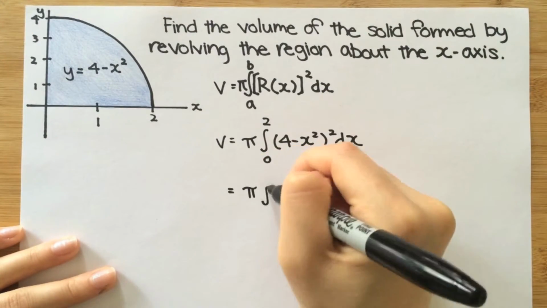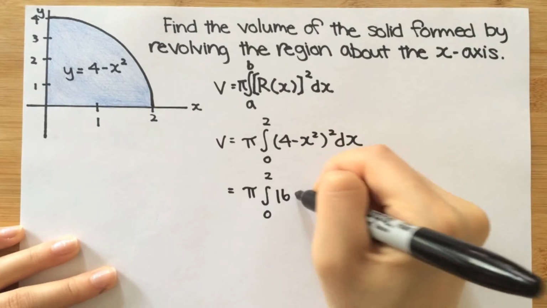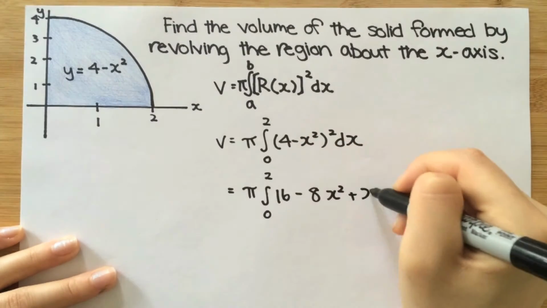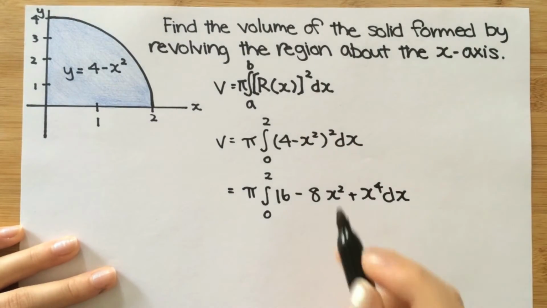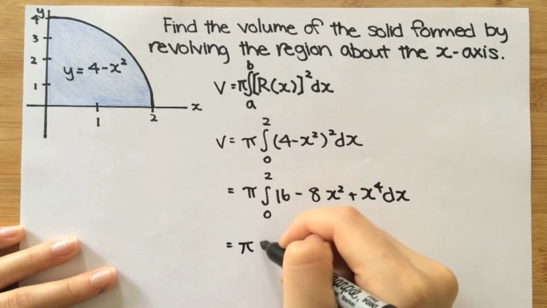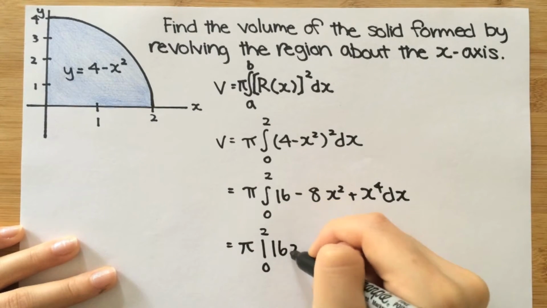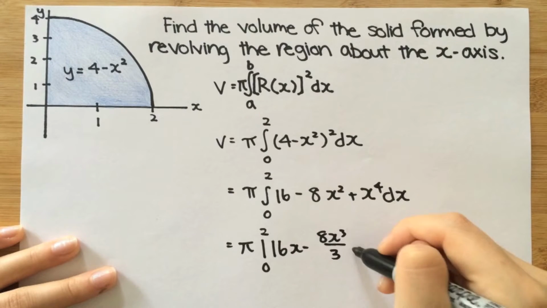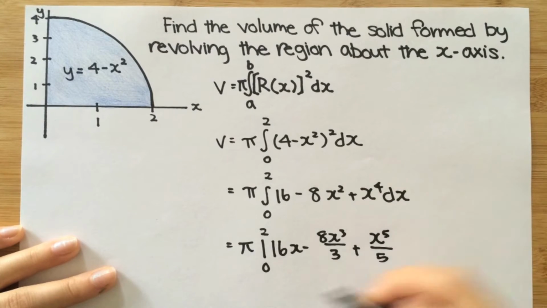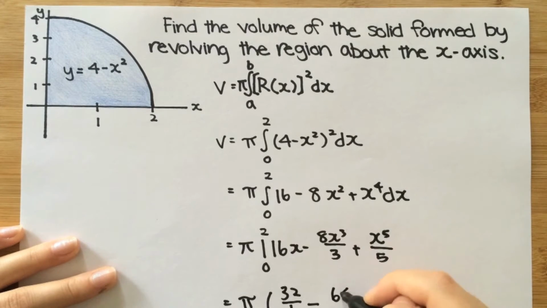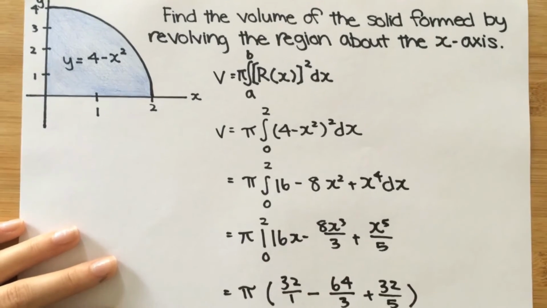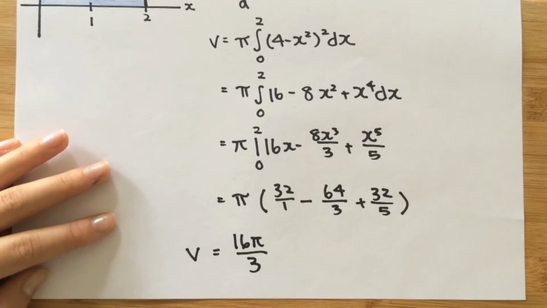And once you distribute it, it will become pi times integral from 0 to 2 of 16 minus 8x squared plus x to the 4th dx. And once you integrate it, it will become pi times from 0 to 2 of 16x minus 8x cubed over 3 plus x to the 5th over 5. Substituting 2, then substituting 0 and subtracting, and then multiplying by pi, the final answer will become 16 pi over 3.